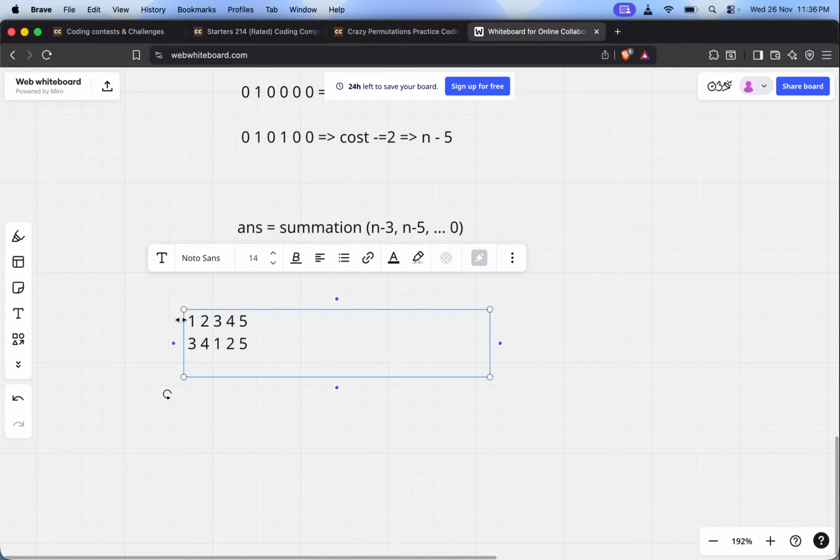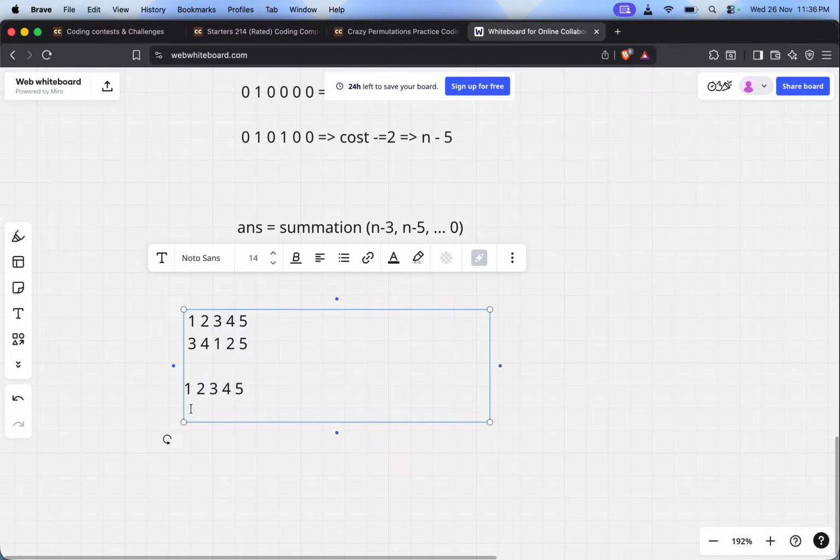Alright. Now we want to convert this permutation to this permutation. Now what are the operations? Let's understand the operation in detail. We can either increase any index by 1 or decrease any index by 1.